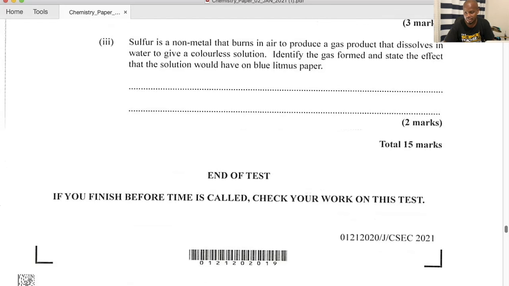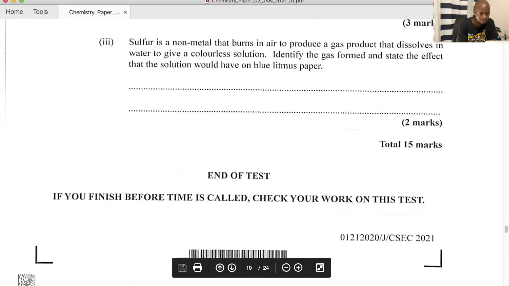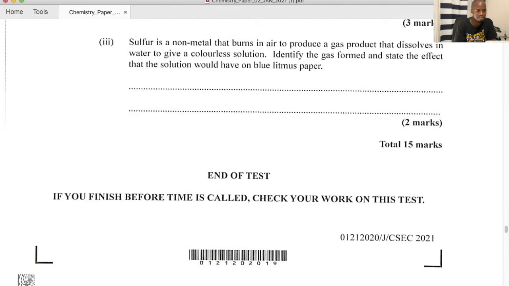Sulfur is a nonmetal that burns in air to produce a gaseous product that dissolves in water to give a colorless solution. Identify the gas formed and state the effect that the solution would have on blue litmus paper. Now, if sulfur burns in air, sulfur burns in oxygen, there's one thing that we're going to get, SO2. So this gas is SO2. We can just write SO2 or sulfur dioxide. This is an acidic gas, or what we call an acid anhydride.